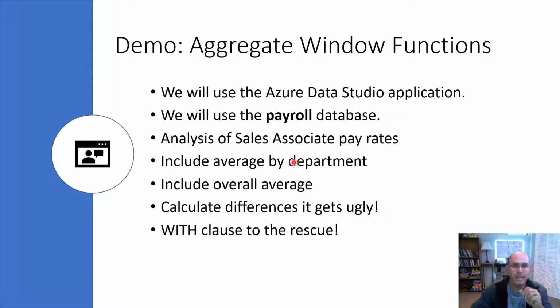Okay, so let's do a really quick demo where we look at the pay rates of our sales associates, and we'll look at those pay rates over department and over the overall average. And we'll calculate some differences and then maybe use WITH if time permitting. But the important thing here is to see how the window function is different than the aggregate operators, because the window functions apply to the individual rows. That's where we want to be at this point.